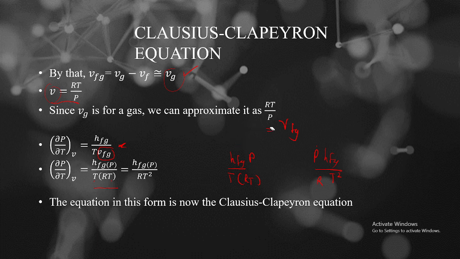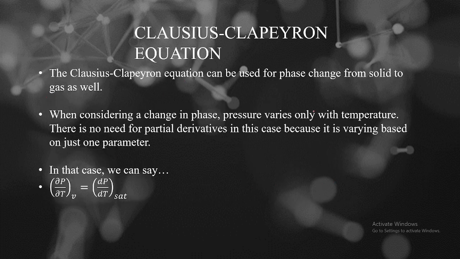And for this equation, we are saying that this is all equal to del P del T at constant V. So for this equation, we can actually find a relation for del P del T at constant V, right? Okay. So we'll see examples very, very soon. The Clausius-Clapeyron equation, we can use it for phase change from solid to gas as well. Right, so that's one thing about this equation. We can use it for enthalpy of sublimation.